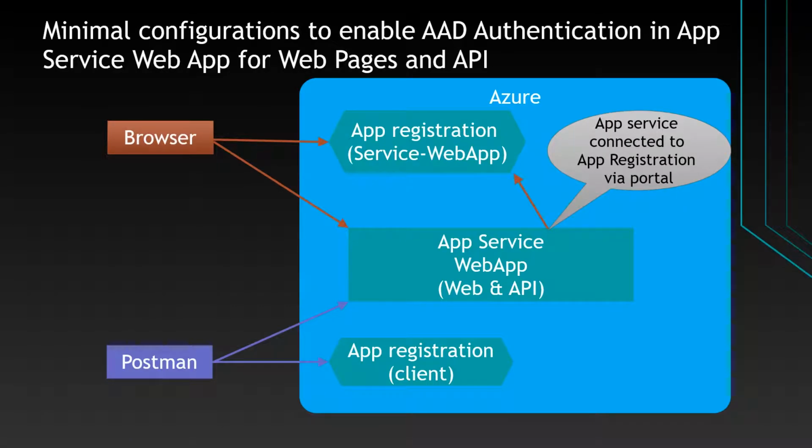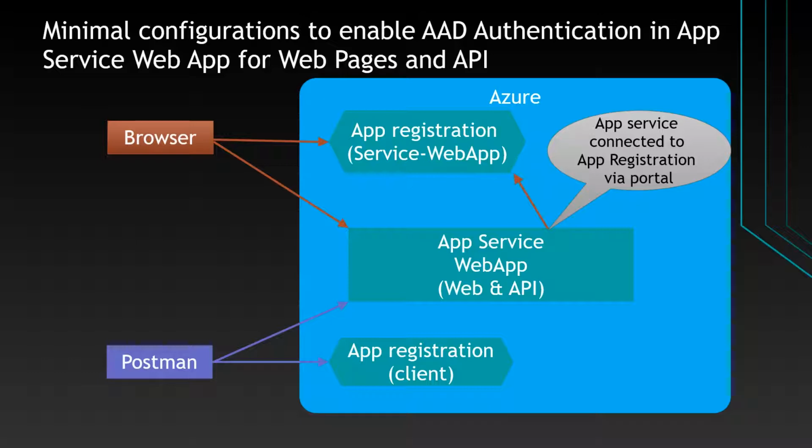On the right side, we can see the Azure box that has three components inside. One is the App Service web app, which we are seeing in the middle, that is protected using an app registration named service web app. Then we can see an app registration, client, that will be used by the client applications. Here we will be using Postman as a client application.